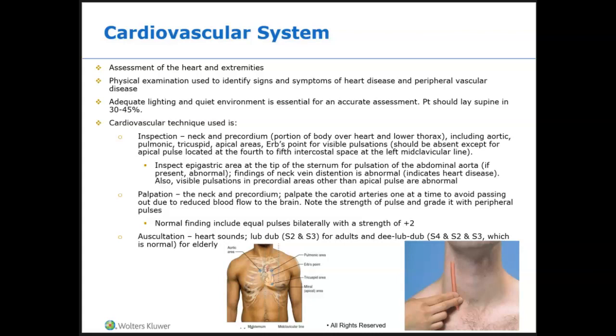Normal finding includes equal pulses bilaterally with a strength of +2. You do need to be able to quantify different pulse strengths. So make sure you write that stuff down from the book when you're reading through. Abnormal findings might include absent pulses, weak pulses, thready pulses, asymmetrical pulse strength, those kinds of things. You're going to palpate the neck and the precordium. Use the palmar surface with the 4 fingers held together. Gently palpate the precordium for any pulsations.